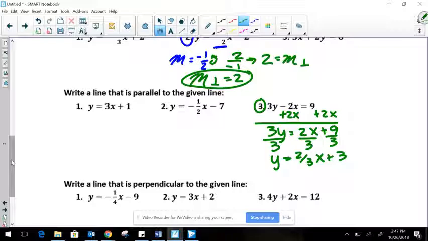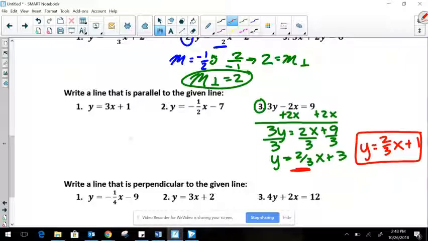Okay, so I want to write a line that's parallel to this line. So what is the slope of this equation? Good. 2/3 is my slope. So that same slope needs to be in my next equation. So I'm going to write y is equal to 2/3 times x. So that has the same slope. And then I can pick whatever y-intercept I want, literally any number. So I'll just say +1.